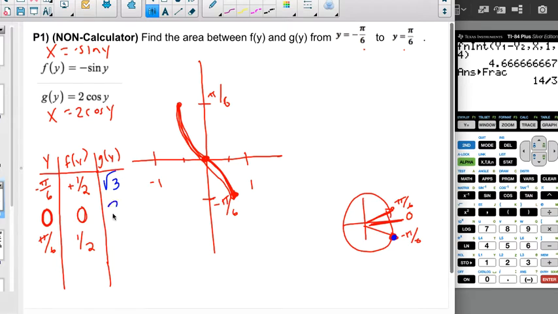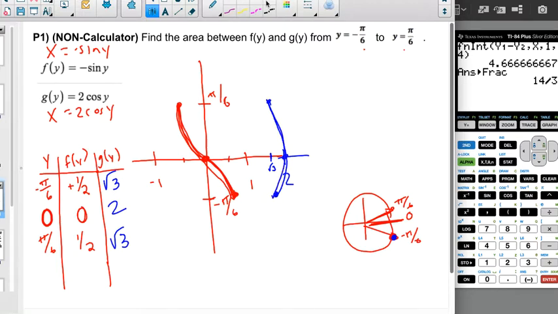2 cosine of 0 is just a 2, and when I plug in 2 cosine of pi over 6, that's also a root 3. So basically, if we give ourselves a little bit more space here, here's 2, and then root 3 is like a 1.7. So just so we're clear, root 3 is somewhere around there. This graph is going to look something like this. At negative pi over 6, we have a root 3, then we have a 2, then we have another root 3. That's all we're seeing.